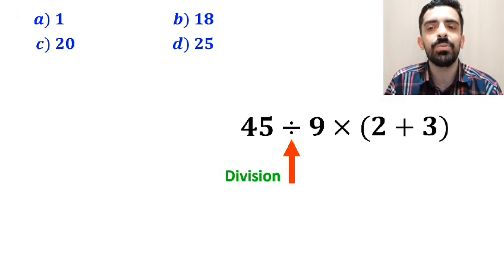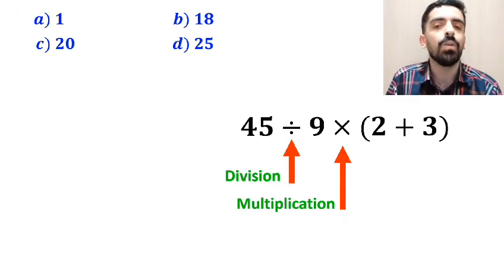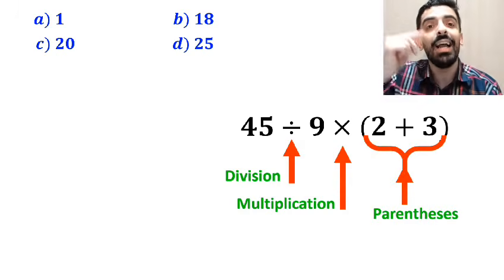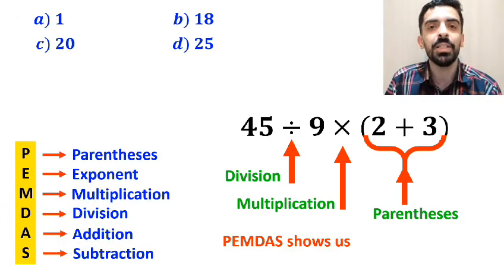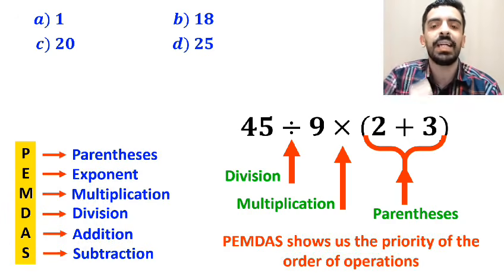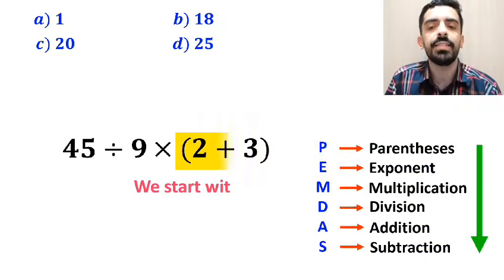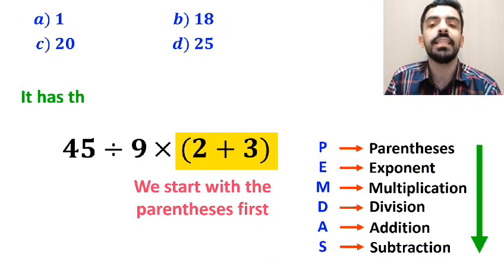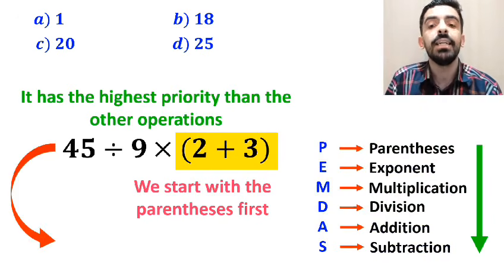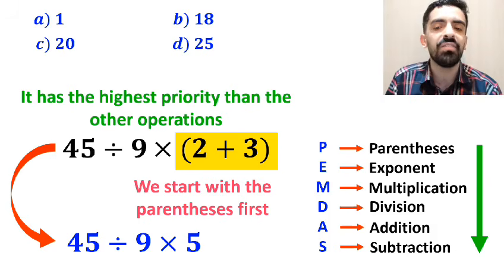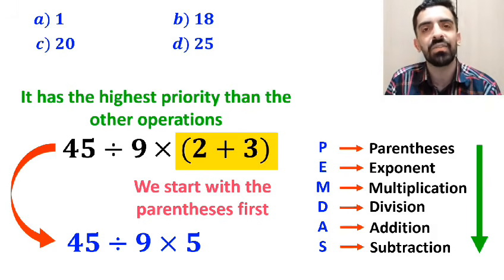As you can see on the screen, in this expression, first we have a division sign, followed by a multiplication sign, and finally parentheses. To solve this question, we need to use the PEMDAS rule. PEMDAS shows us the priority of the order of operations. So, we start with the parentheses first, because it has the highest priority than the other operations. Okay, this expression simplified to 45 divided by 9 multiplied by 5.